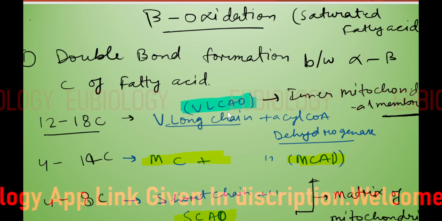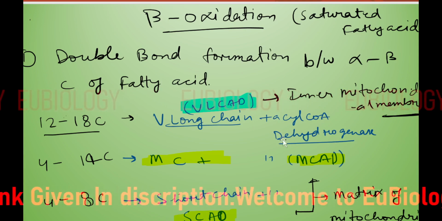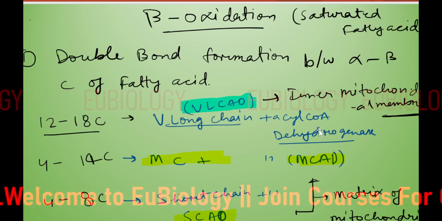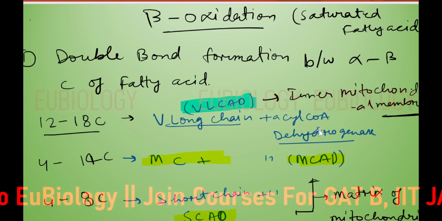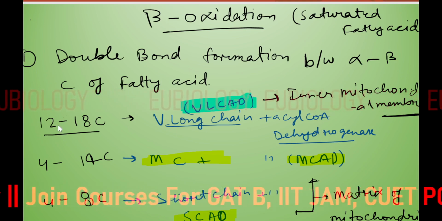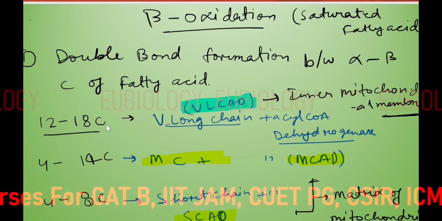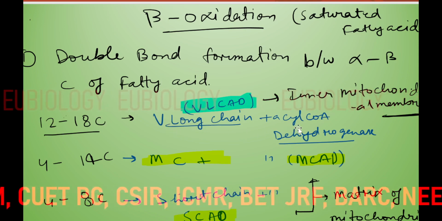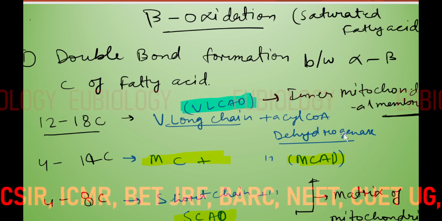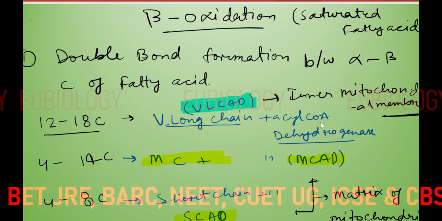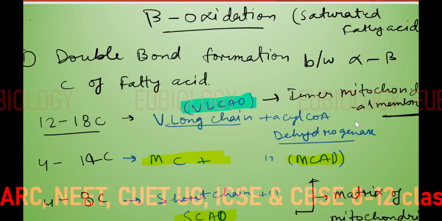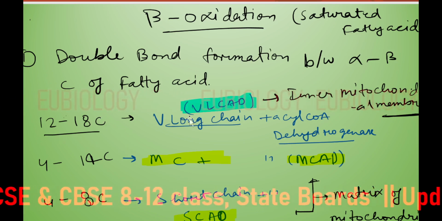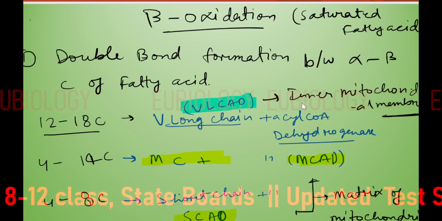There is an important enzyme which is called acyl coenzyme A dehydrogenase. It will be different for the different number of carbons in the chain. If the carbon chain is from 12 to 18 carbons, VLCAD, very long chain acyl coenzyme A dehydrogenase, will act on that, and this enzyme is only found in the inner mitochondrial membrane. So any carbon chain in this range has to go to the inner mitochondrial membrane.